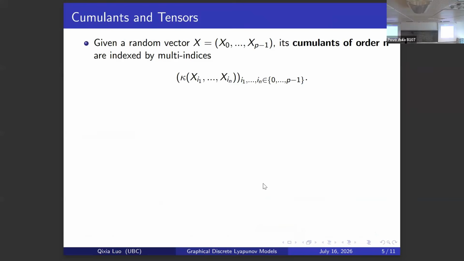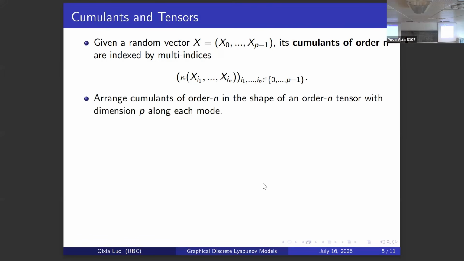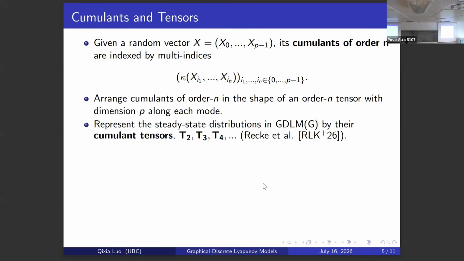So, yeah. Okay, now I want to talk about cumulants, which is also how we bring tensors into this problem. There's a one-to-one correspondence between cumulants and moments of a distribution; cumulants are just a polynomial expression of the moments. Given a random vector x with p coordinates, its cumulants of order n can be indexed by multi-indices, and so we can arrange the cumulants of order n in the shape of an order n tensor with dimension p along each mode.